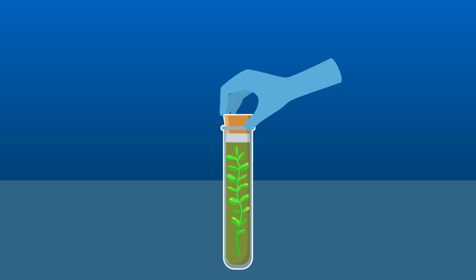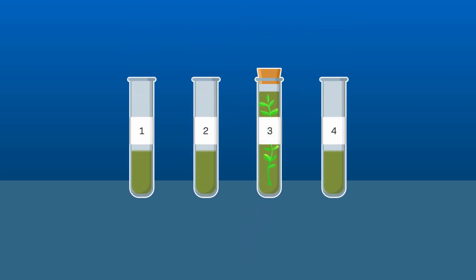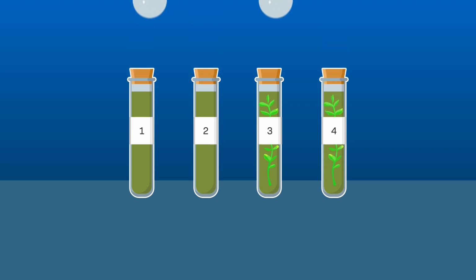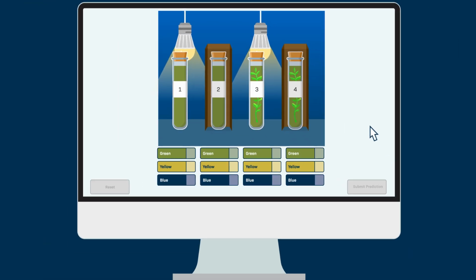However, having one plant in one tube is not enough. You also need to have controls. Controls are very important in experimental design, and a large part of virtual labs is making sure that they're used correctly.